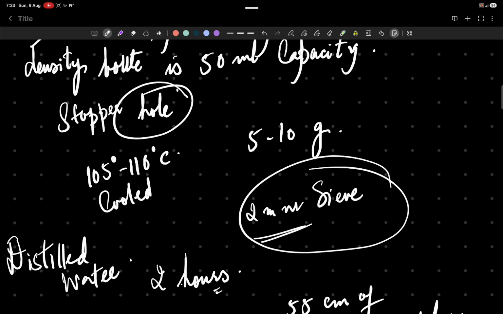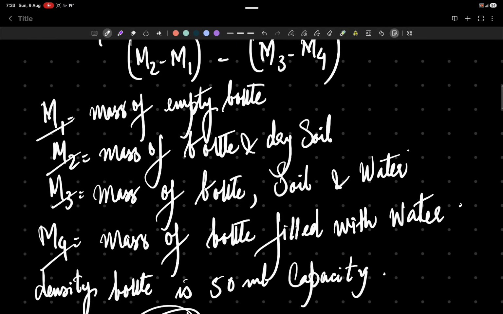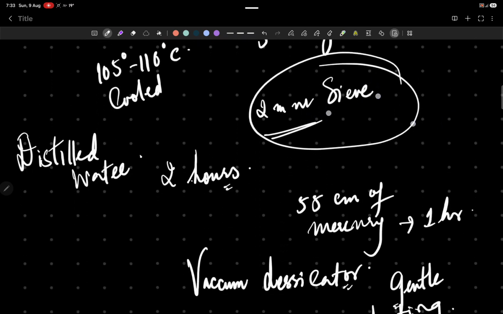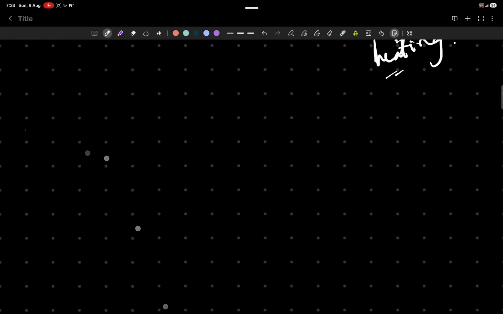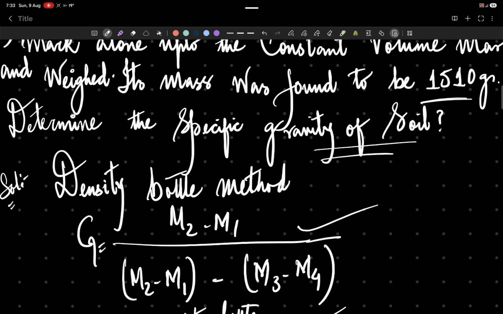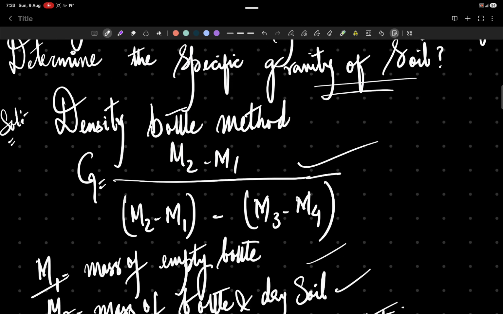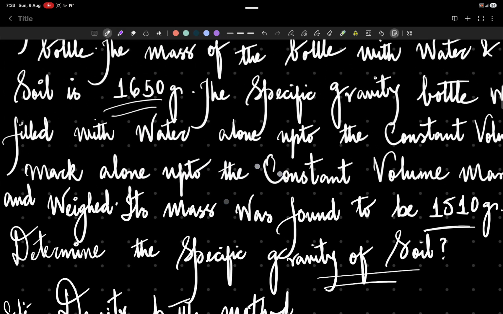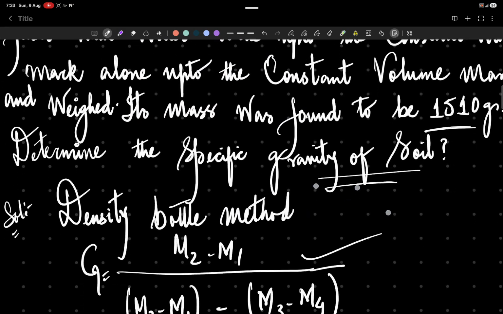Then we add more water, the bottle is emptied, washed, and refilled, and that's how we arrive at these parameters M1, M2, M3, and M4. Then we make use of the generalized equation and we have the specific gravity of that particular soil tested in this density bottle. All right, moving back to the question and the data. Now I have to use these parameters that have been given and find the specific gravity.